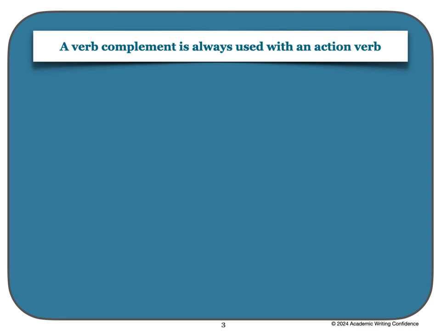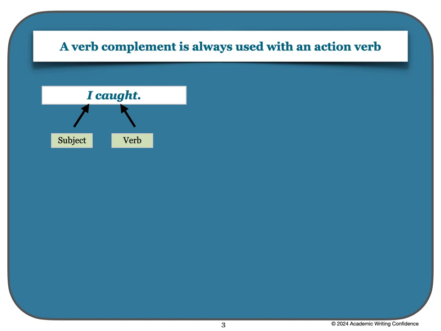A verb complement is always used with an action verb. Let's look at this example. "I caught." Here we have a subject and a verb, but this by itself is an incomplete sentence. We cannot say "I caught" without adding what we caught. I caught a cold. I caught the train, etc.